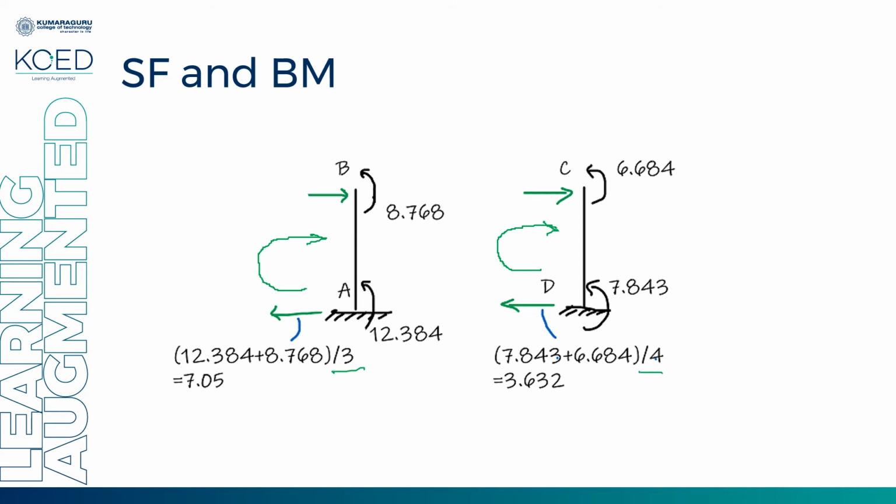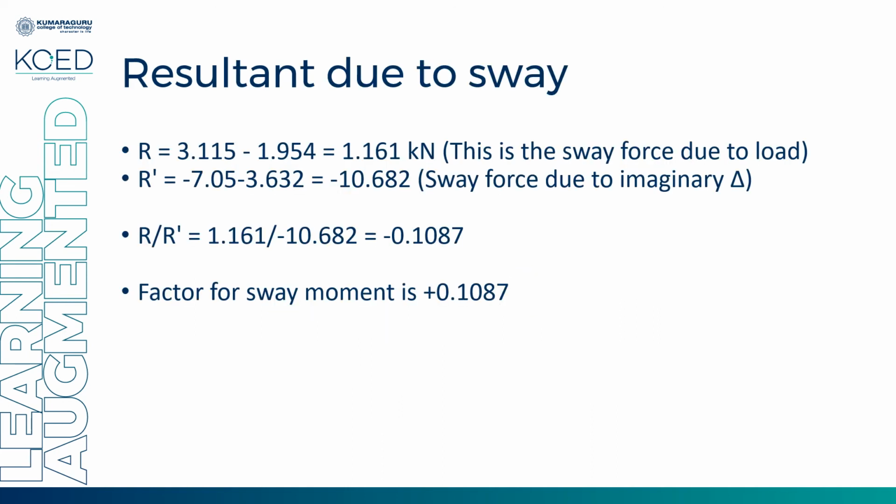Now, when I look at the support reactions, the sum of reactions at the supports A and D, we have a resultant. Let us call this resultant R dash. We have calculated the resultant due to the load and the resultant due to the assumed sway, which is delta. By principle of superposition, I will find the ratio between these two resultants and find the factor for actual sway moment due to the applied load.